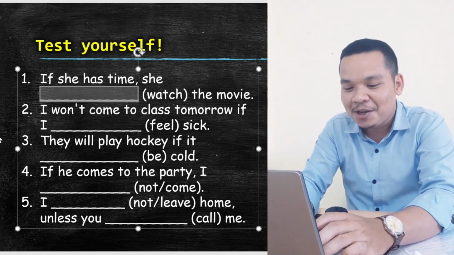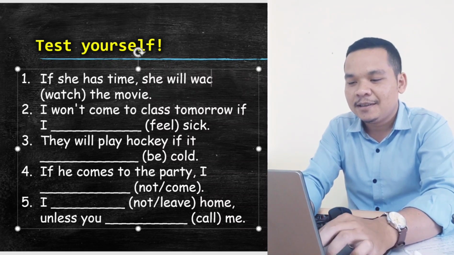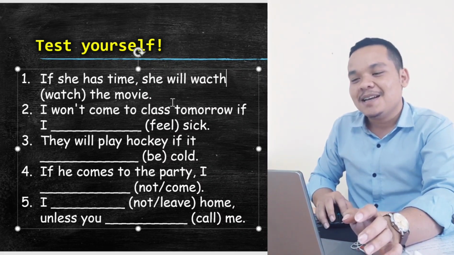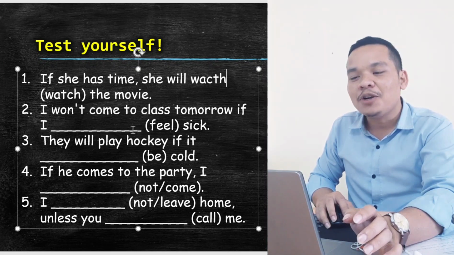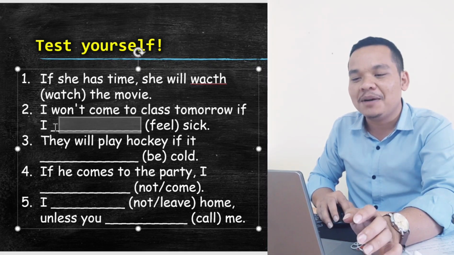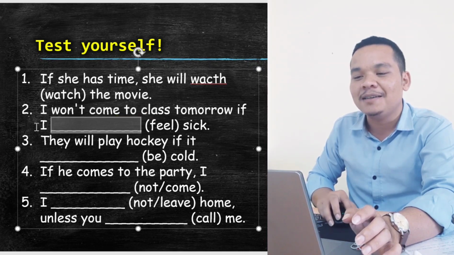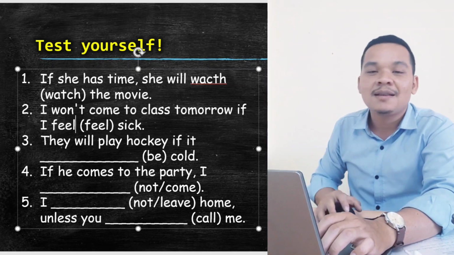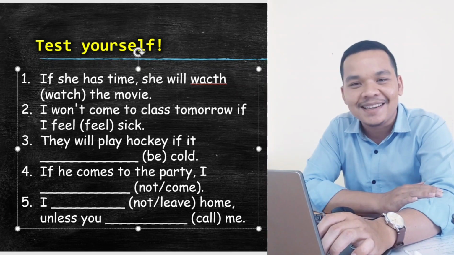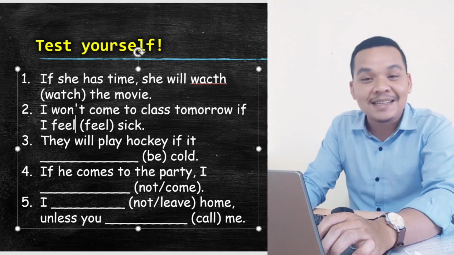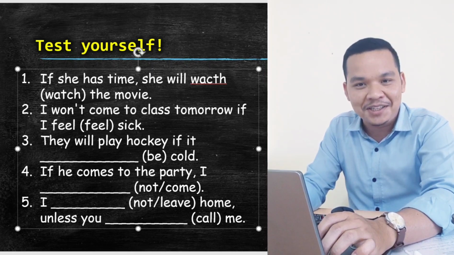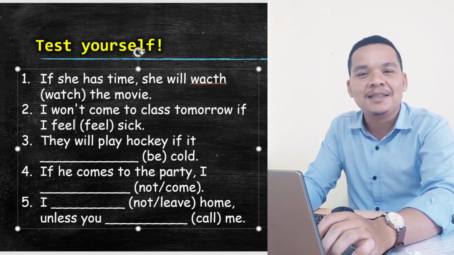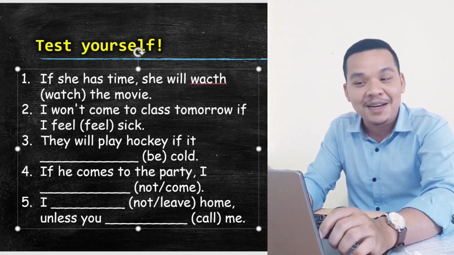Okay, main clause here. So you can say, she will watch the movie. Okay, main clause. Number 2: I won't come to class tomorrow if I feel sick. If I'm sick, I won't come to class, but we don't know whether we will be sick tomorrow; we are based on the particular situation. Now we feel a bit unwell, so we think that if we take medicine tomorrow we can go to class, but if tomorrow we still feel unwell, we won't be able to go. You see the possibility, okay.